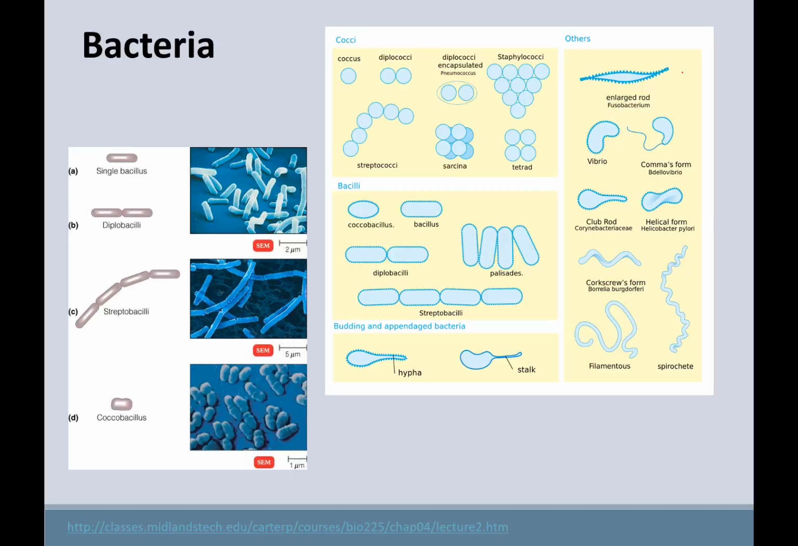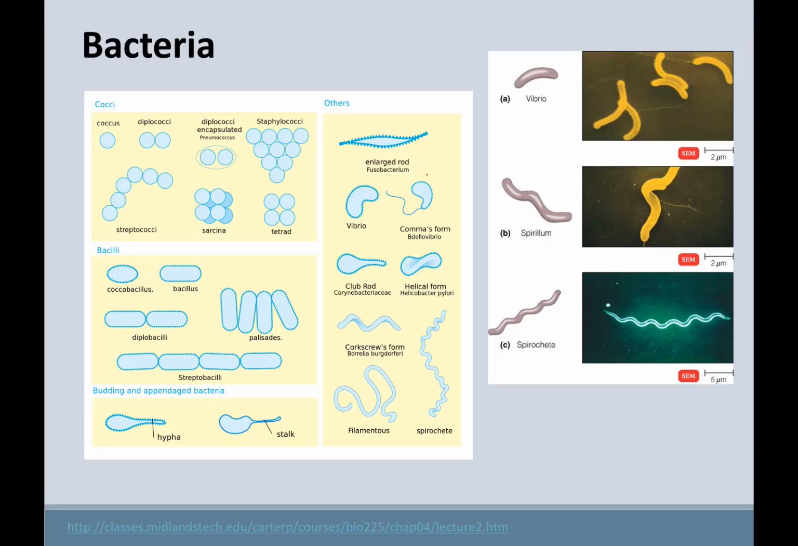Remember that the shape and the morphology, so how they're arranged, is based on cell division. So Streptobacillus grows, divides, but stays connected, versus single ones grow, divide, and then release from each other, so they're in singles. The shape's affected by the cell wall, and here you see some of the less common, more bent or spiral bacteria, and many of them are pathogenic.